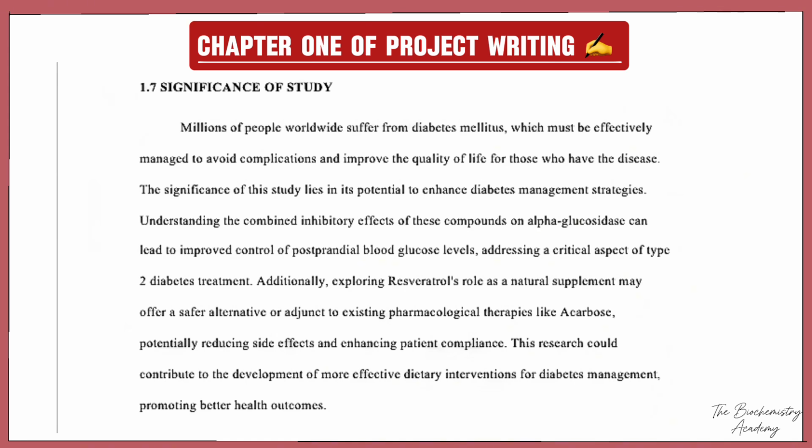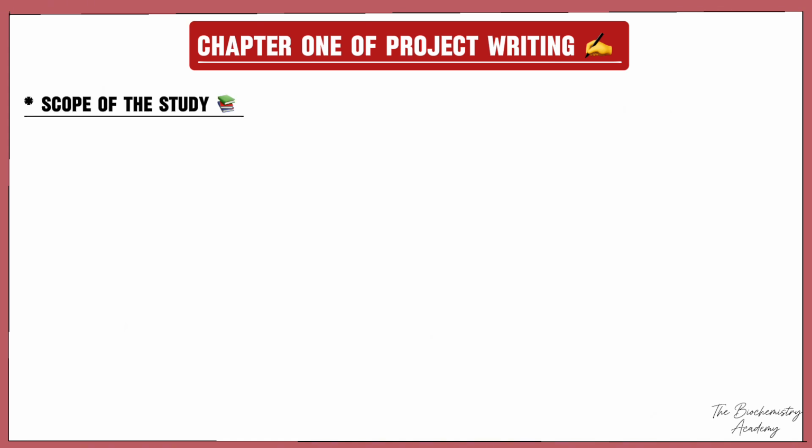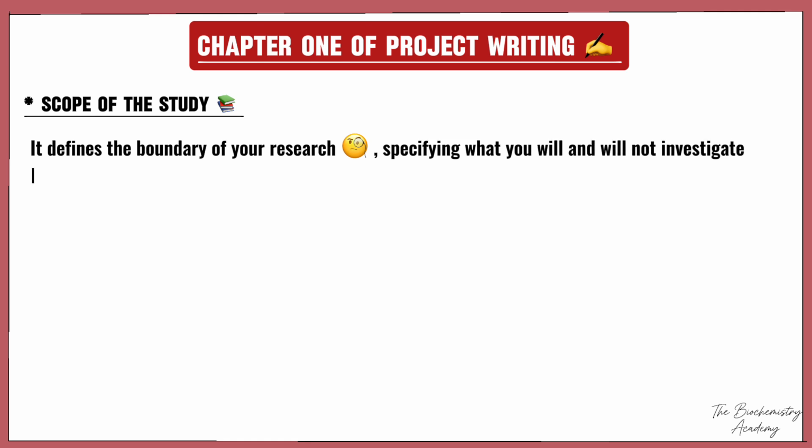Next, the final segment of chapter 1 is the scope of the study. The scope of the study defines the boundaries of your research, specifying what you will and will not investigate. It explains the limitations of your study. In your scope of study, be transparent about what you cannot cover. Justify the chosen scope. Show how it's sufficient to address the stated problem and objective. Its length is typically a concise paragraph outlining the research boundaries. An example of a scope of study looks like this.